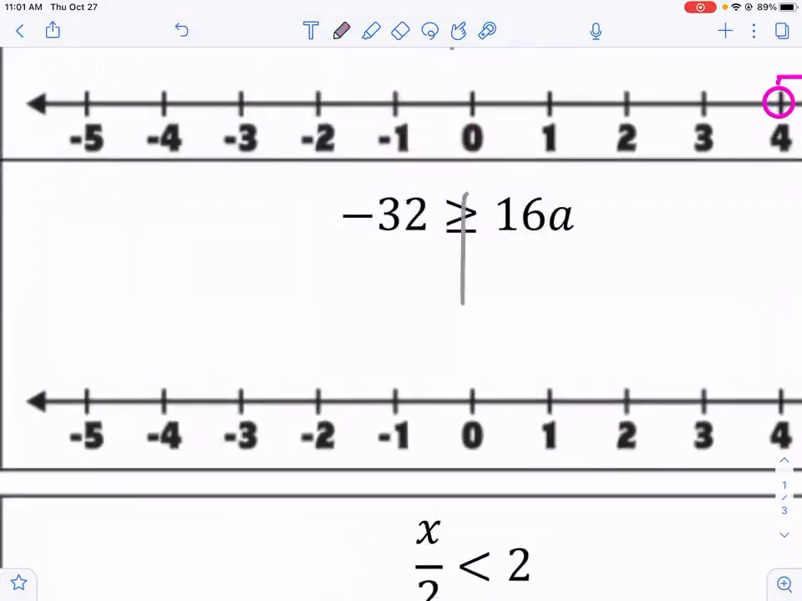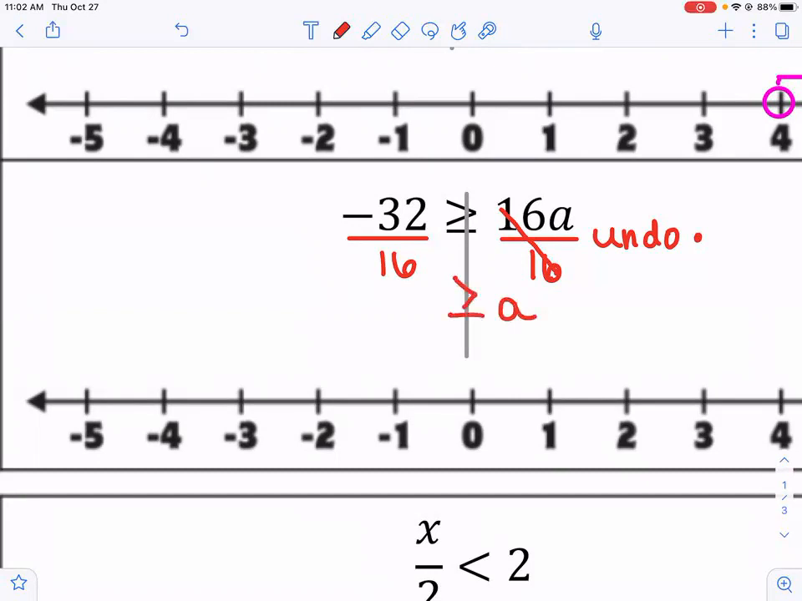Draw your fence. Okay. Bronson, what do we need to do? We need to divide negative 32 by 16. Okay, since A is tied to 16 by multiplication, we're going to undo our multiplication by dividing. Okay, so those cancel out and we have A on the left side, our sign remains the same, and negative 32 divided by 16 is what? Negative 2.